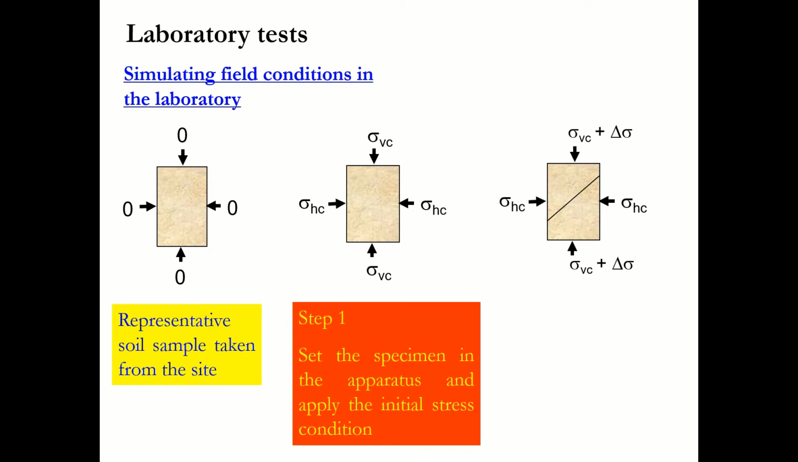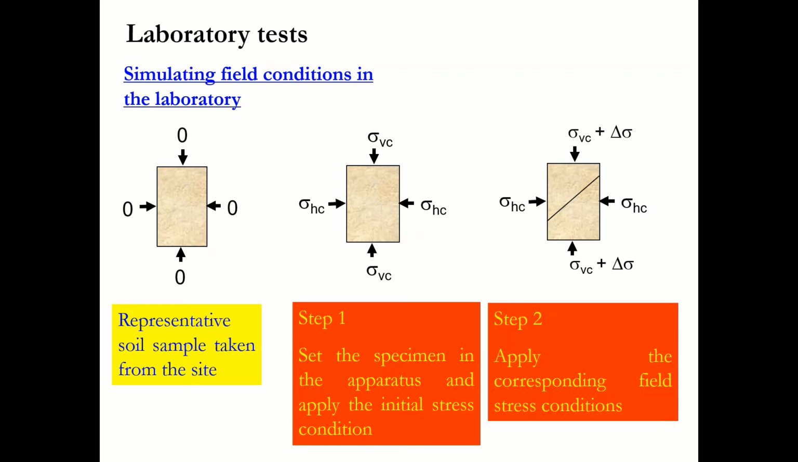For doing the laboratory test, first we have to collect a soil sample from the field. At first, when the representative soil sample is taken from the site, there will be no all-around pressure. So we have to simulate that condition by applying some initial stresses. Then our loading phase will simulate the construction of a footing or other structures. We will simulate that phase by applying the corresponding stress condition.